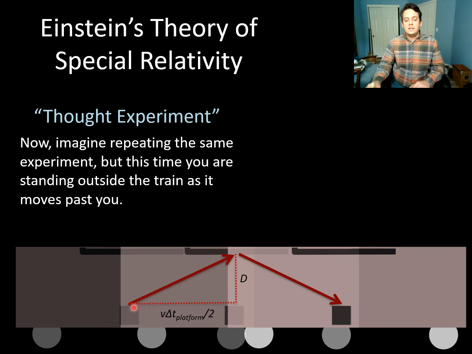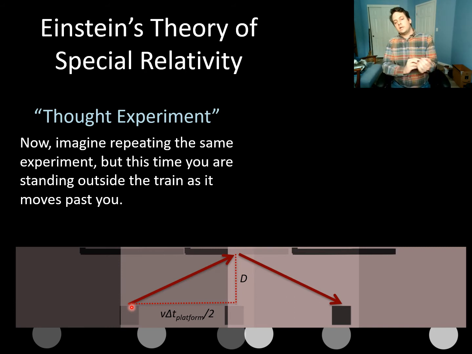V delta T is just speed times time, right? V is the speed of the train. So how fast is the train moving? Delta T platform is the time required for the light to leave the box, go out, hit the mirror, and come back as measured on the platform.